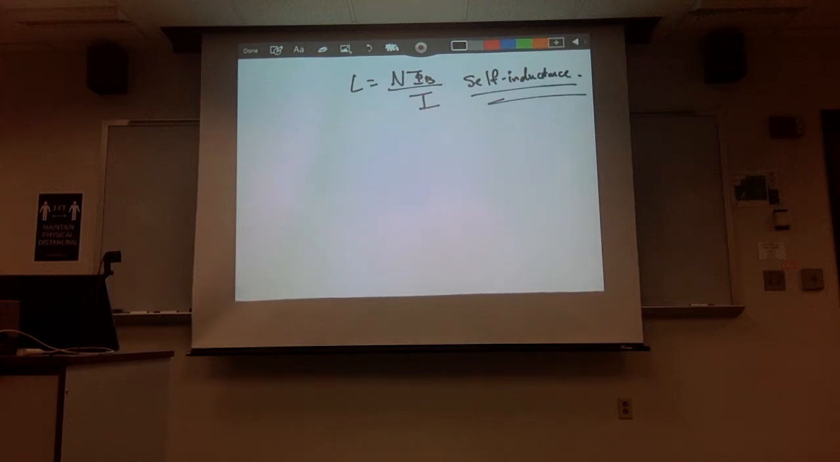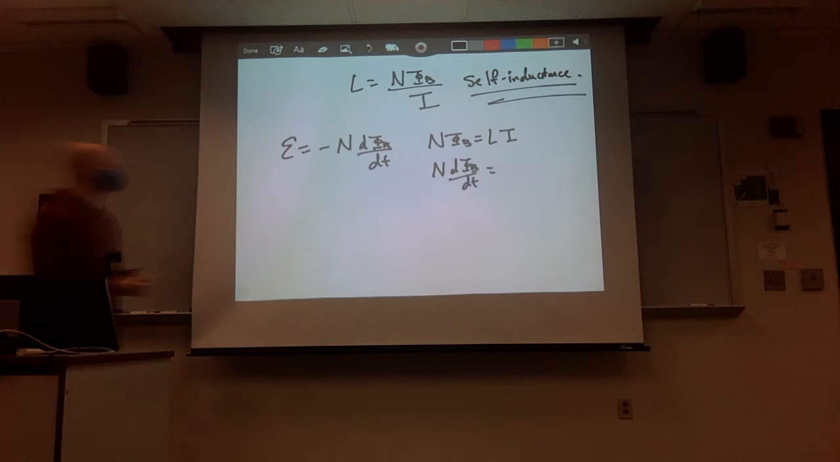Now, from this, we can also get the back EMF. Remember that Faraday's law says that the EMF is equal to negative the number of loops times the time rate of change of the magnetic flux. But from this, we know that the number of loops times the magnetic flux is equal to the inductance times the current, which means the number of loops times the time rate of change of magnetic flux, according to this, is going to be equal to the derivative of the right-hand side.